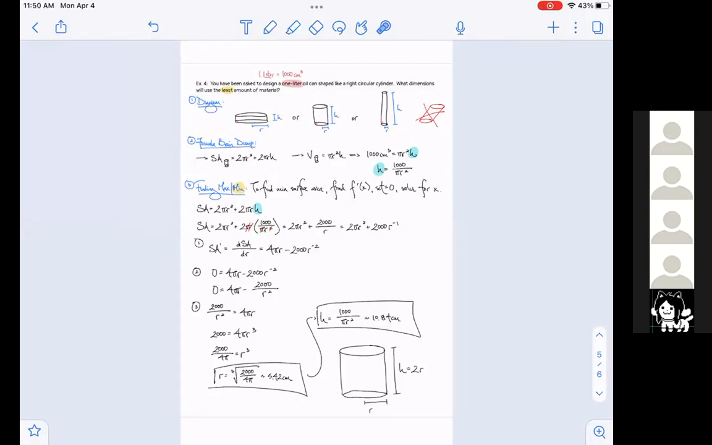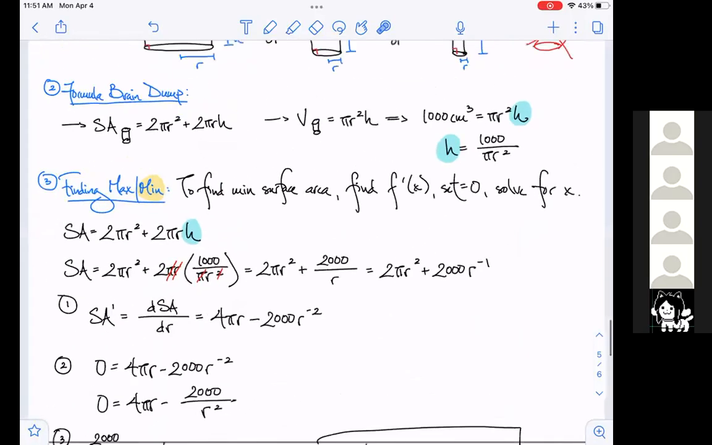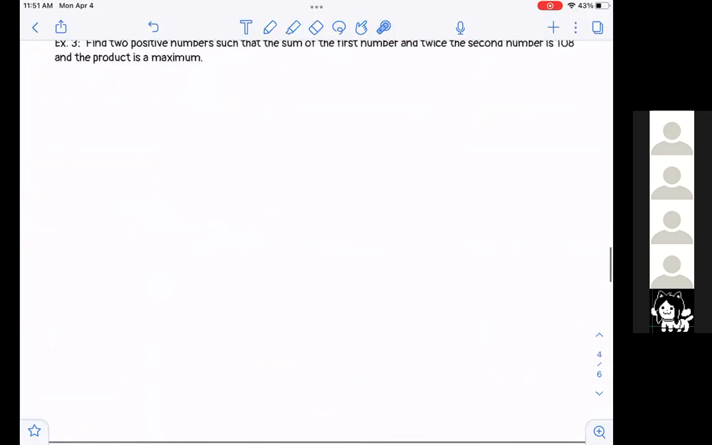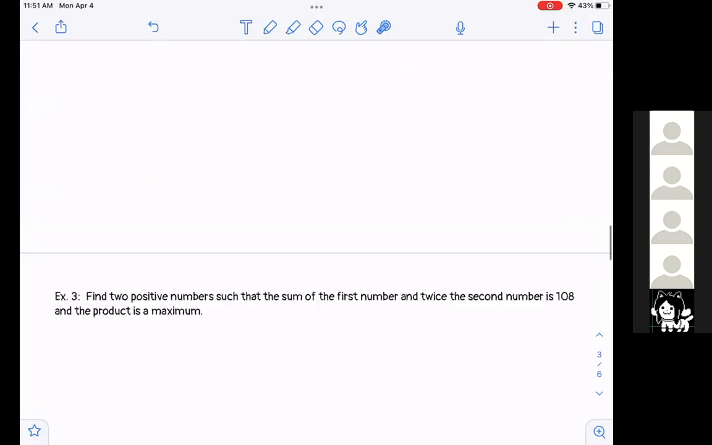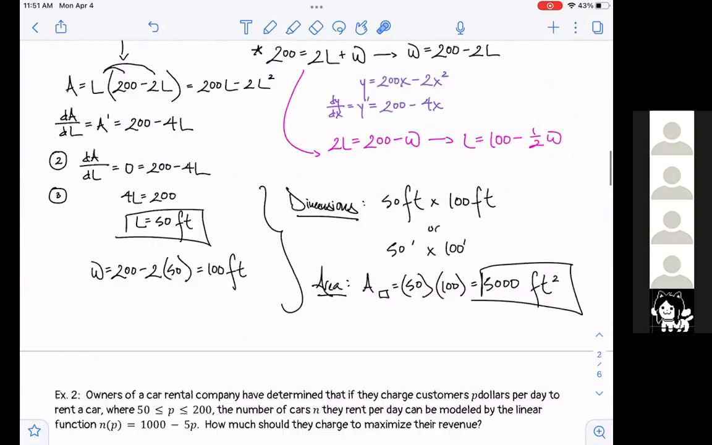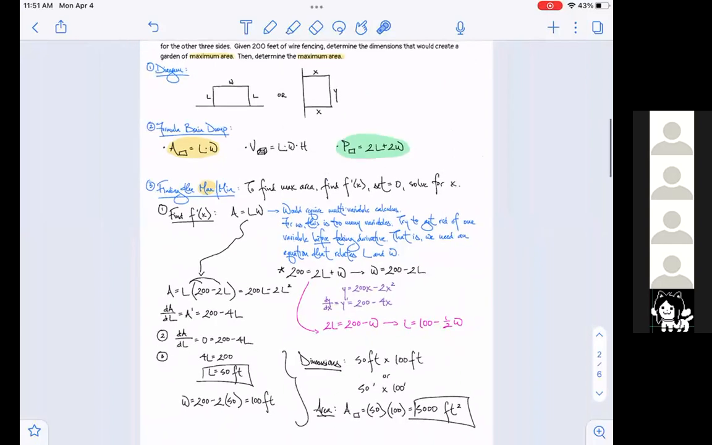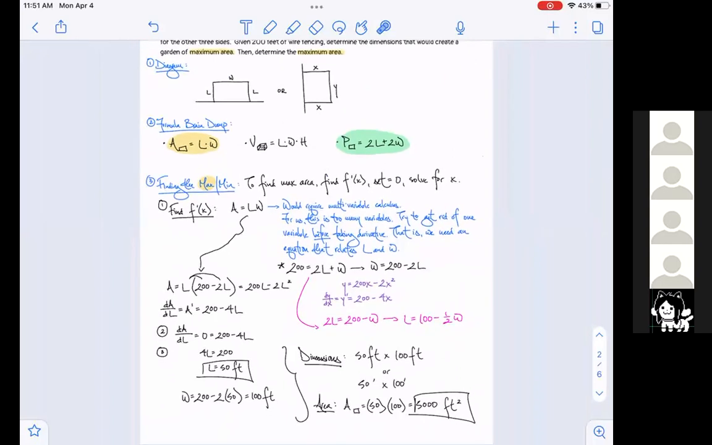So that is all we are going to take a look at today. All right. There are 2 other examples in here for you to take a look at that are different flavors of the same kinds of question. But at the end of the day, you'll find that these 3 steps, draw a diagram, formula brain dump, and finding that max min, are going to be the same for any of these questions. Okay.